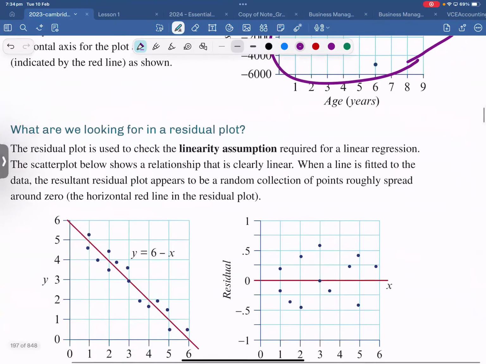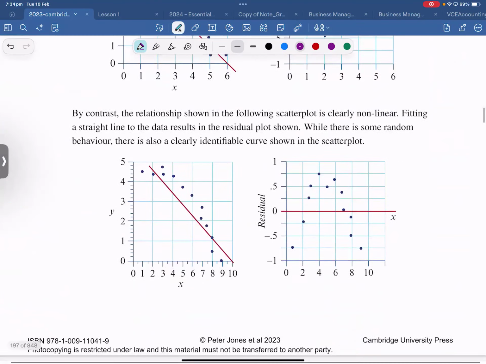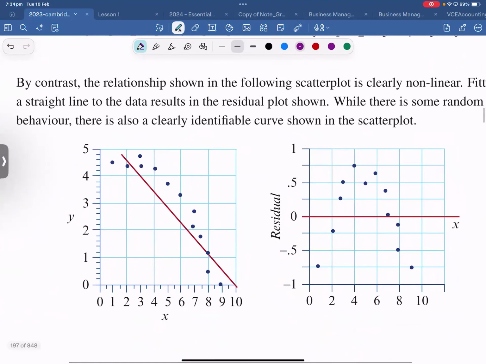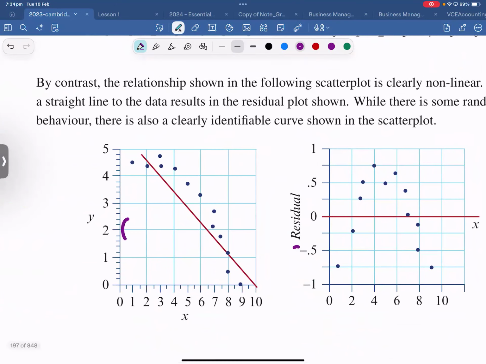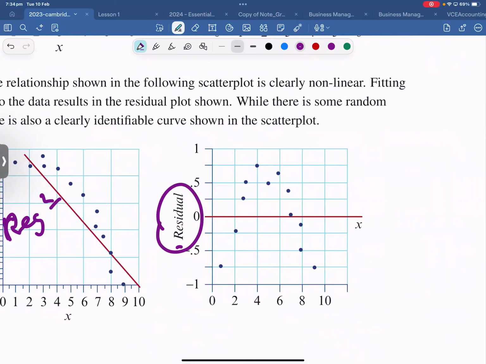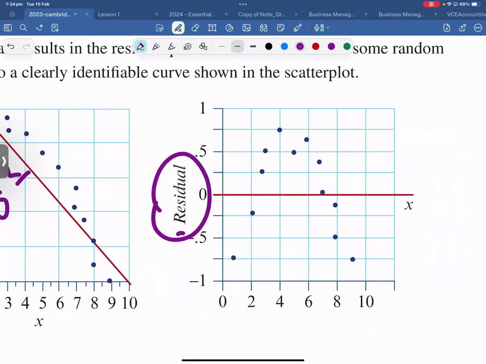However, if we come across any clear pattern, now have a look at this one. Right? A clear pattern is there. What is this one? I'm sorry, this is the residual. Actually, this is the regression line. This is the residual. This is the residual plot. But this one, what can we say, guys? Can we see a clear pattern?